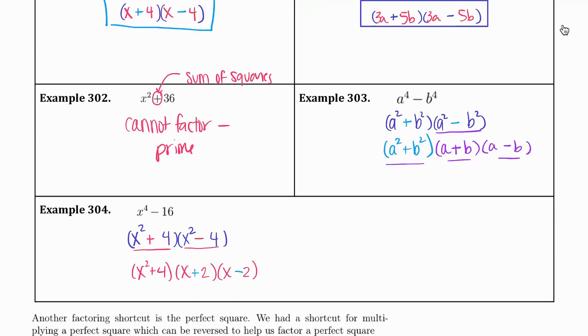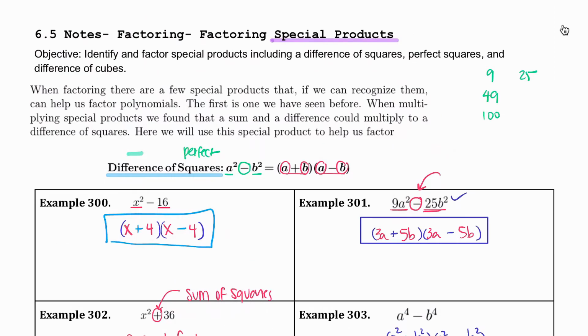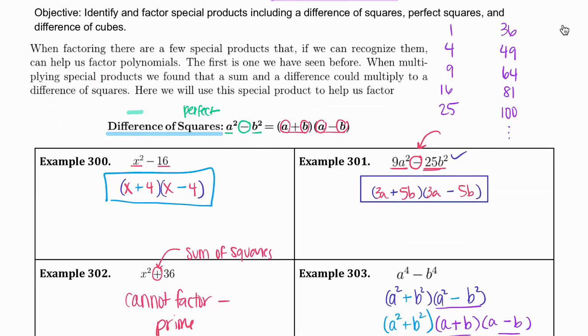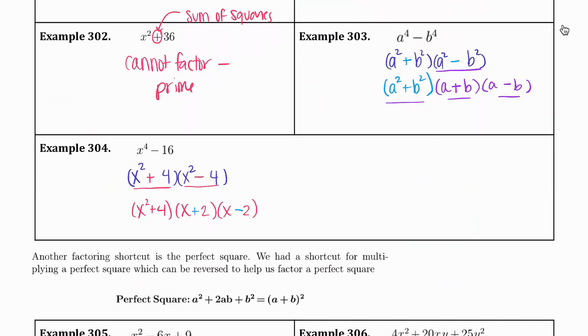So for all of these, it is helpful to recognize your perfect squares. So you might just come up and make a list up here of your perfect squares. We have 1, 4, 9, 16, 25, 36, 49, 64, 81, and 100. That at least gives you the perfect squares between 1 squared and 10 squared. You can continue on if you want to, but those are the ones that you really should recognize as perfect squares, and it will help you do these a little bit quicker.